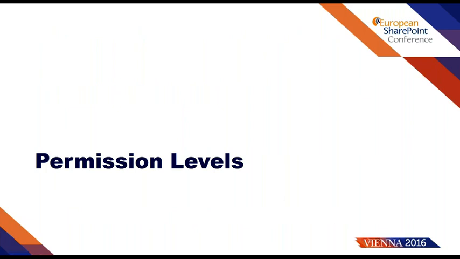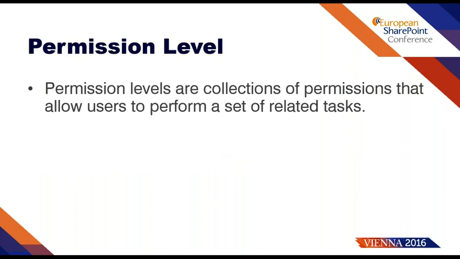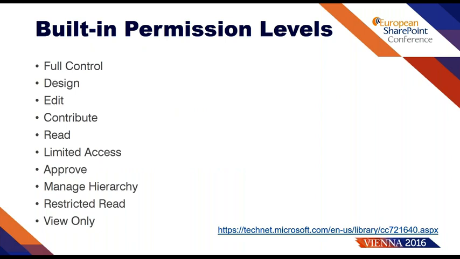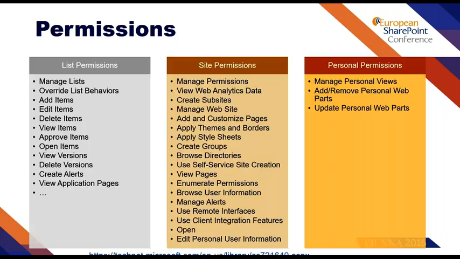So we talked about users, we talked about groups, and now the third element that we need to prepare our meal is the permission level. A permission level is a collection of individual permissions that allow users to do something in SharePoint. If we take a look at this table, I wanted to show you this before.